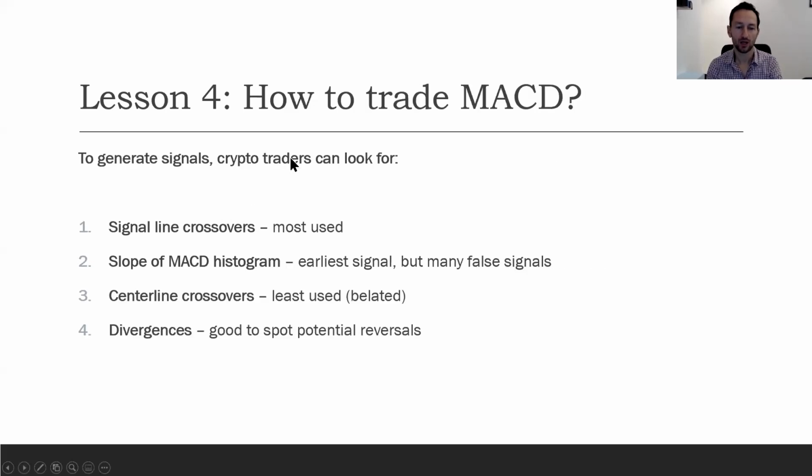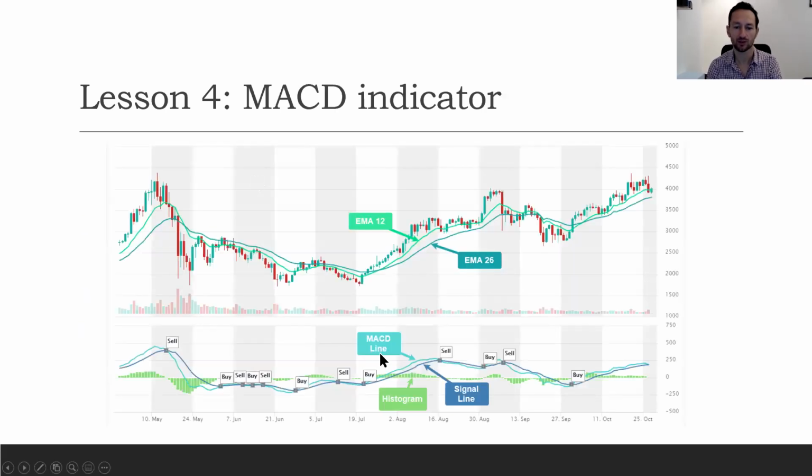The most common and, I think, effective way of trading the MACD indicator is the signal line crossovers. That's the most used one. And that's basically what we illustrate here. And our system essentially does that for you by flagging the crossover points with either a buy or a sell signal flag.